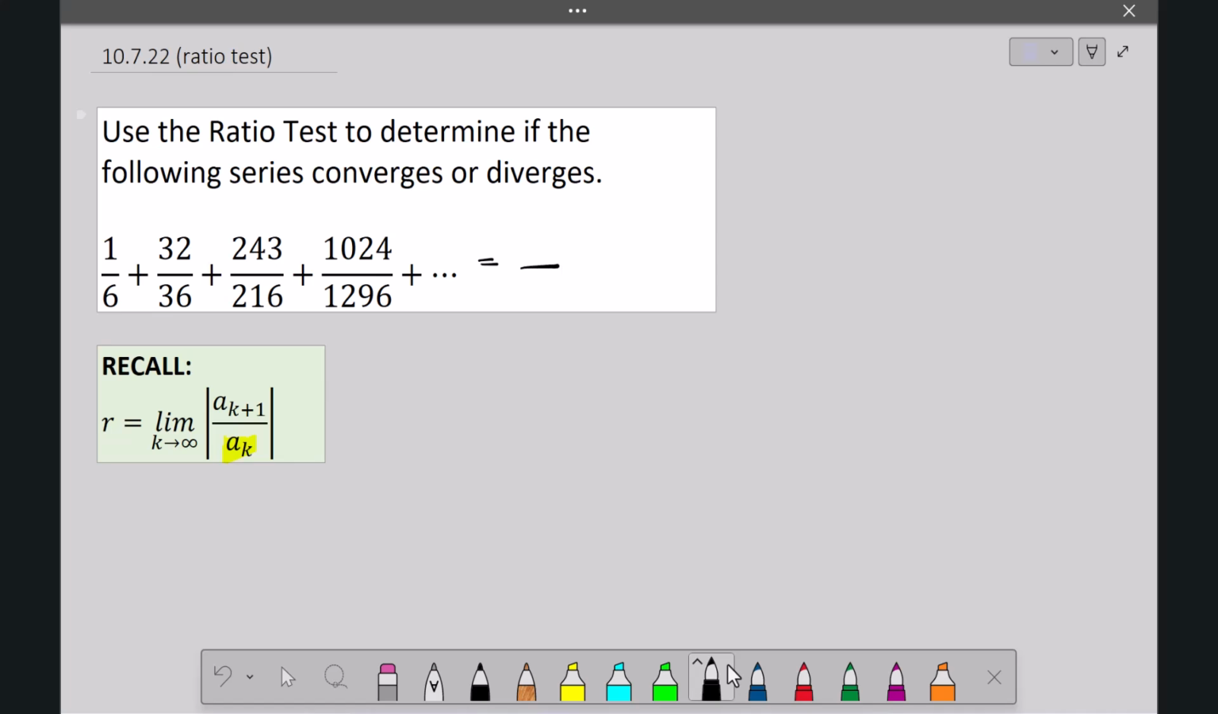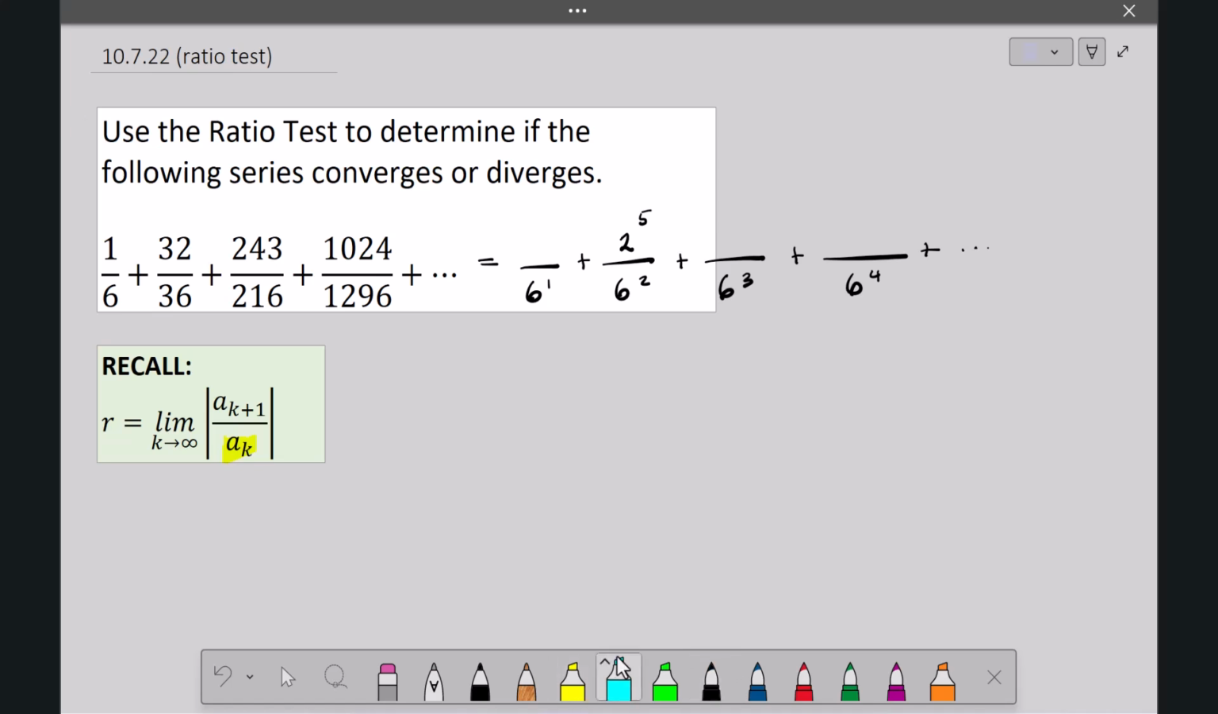Now, the first thing I notice is that the denominators are powers of 6. So we have 6 to the 1, 6 to the 2, 6 to the 3, and then 6 to the 4 is 1296. We also need to figure out a pattern for the numerator. It's not totally obvious, but when we look at 32, that's a number we're pretty familiar with, and that is 2 raised to the 5th power.